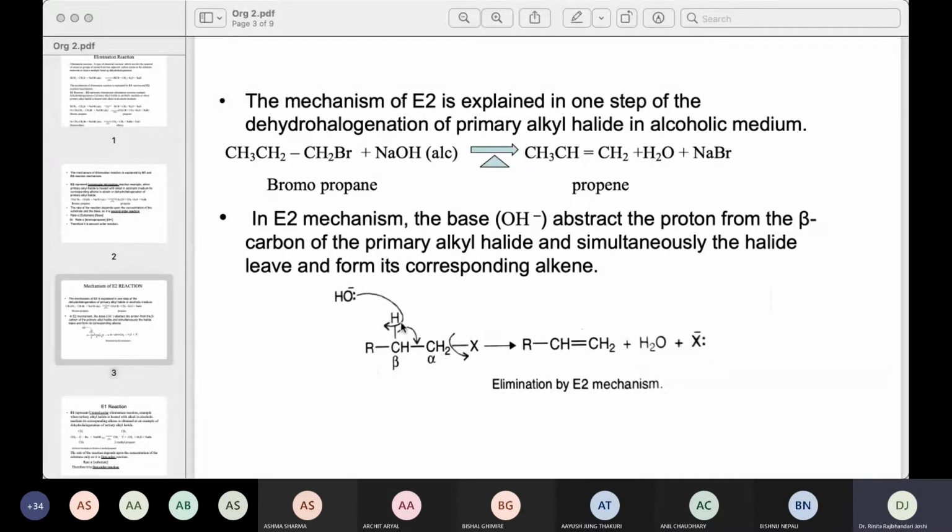In SN2 we called it a nucleophile because the bonded pair of electrons directly forms a bond with the substrate carbon, first a partial bond and then a complete bond. That is why it was called a nucleophile in the case of SN2, SN1, but in elimination it is better to call it the base. So in the E2 mechanism, the base, that is hydroxide, abstracts the proton from the beta carbon of the primary alkyl halide, and simultaneously the halide leaves and forms its corresponding alkene, just in one step.